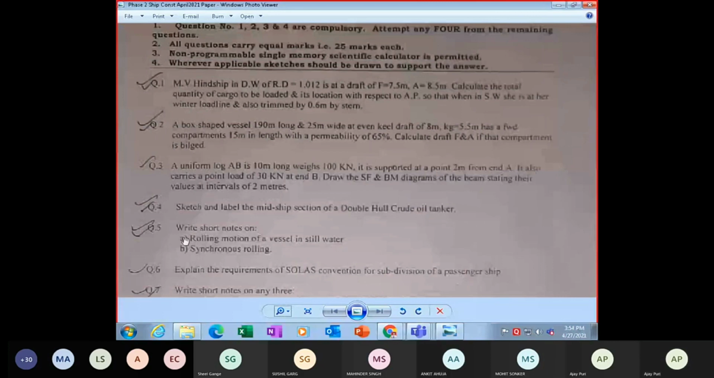Plus 5 is rolling motion of vessel in still water and synchronous. So that will be corrected by Captain Steve. So this will be again under stability.